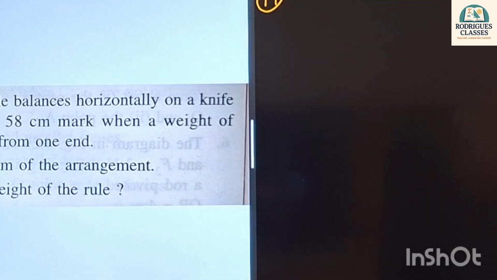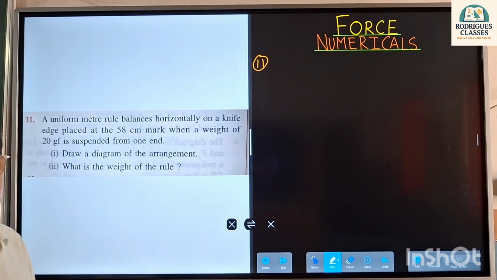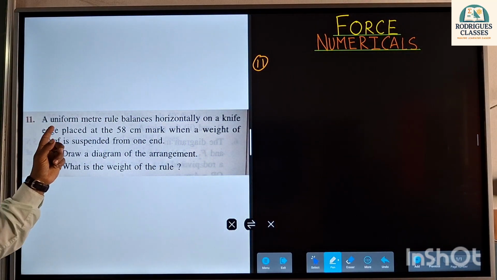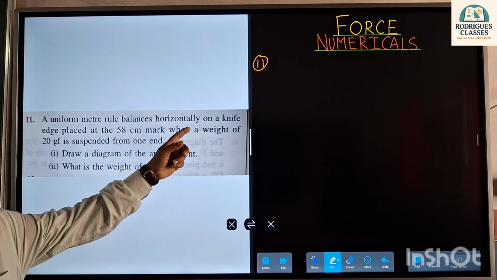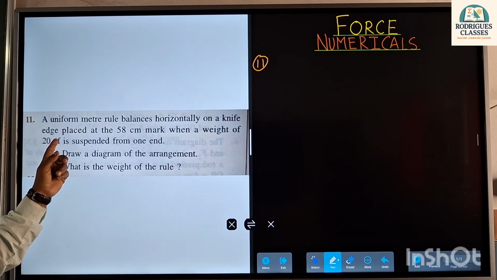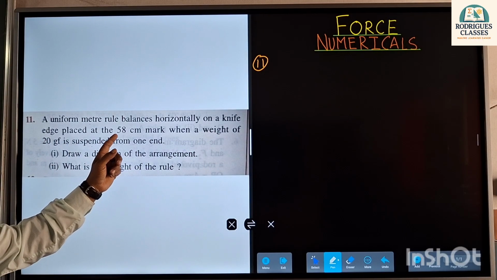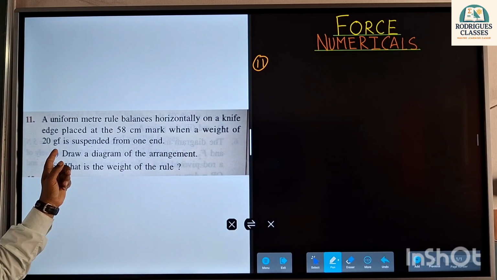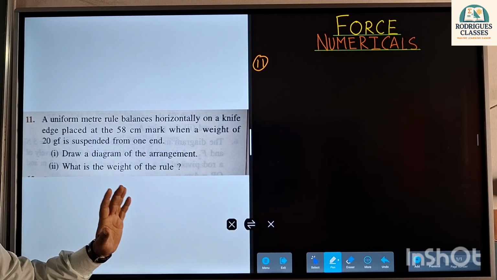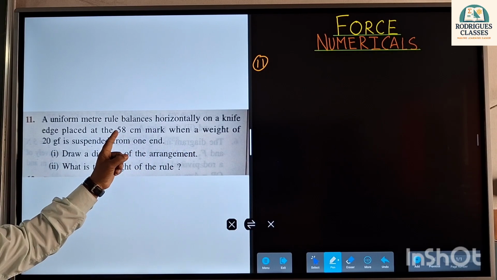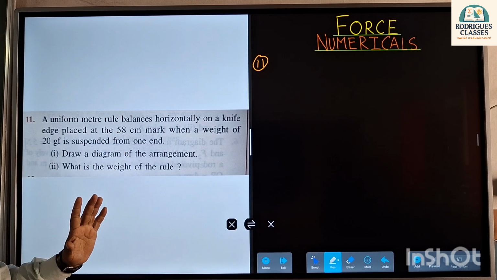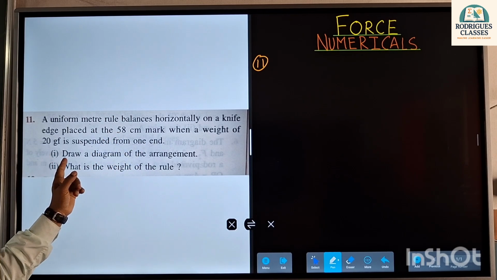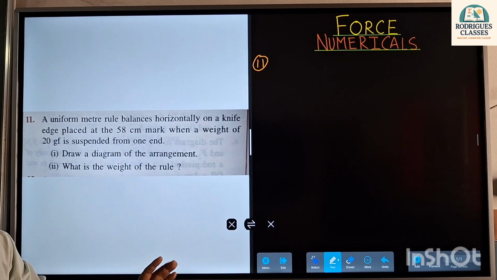So now you'll be seeing question number 11. The question goes like this. A uniform meter rule balances horizontally on a knife edge placed at the 58 centimeter mark when a weight of 20 GF is suspended from one end. So the balancing point is at 58 centimeter. Question says, first one, draw a diagram of the arrangement, and in the second one we have to find what is the weight of the rule.